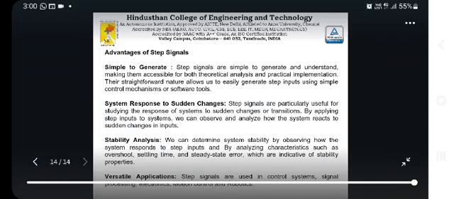Next one is stability analysis. We can determine system stability by observing how the system responds to a step input and by analyzing characteristics such as overshoot, settling time and steady state error, which are indicative of stability properties. Next one is versatile application. Step signals are used in control systems, signal processing, electronics, motion control and robotics.